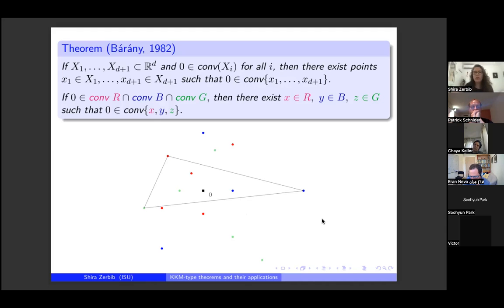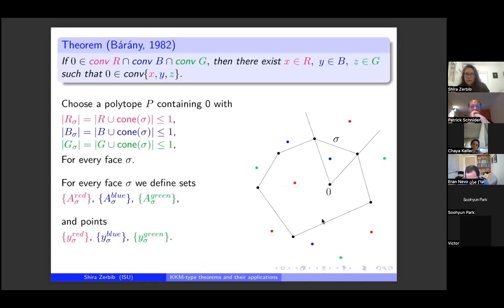And now, there is a very nice proof of Imre Bárány of this theorem, but I want to show you a different proof that follows from the colorful Komiya theorem. So I will prove it in 2 dimensions, but it works in any dimension. I want to tell you what is the polytope that I'm taking, what are the sets A sigma that I'm taking, and what are the points Y sigma that I'm taking.